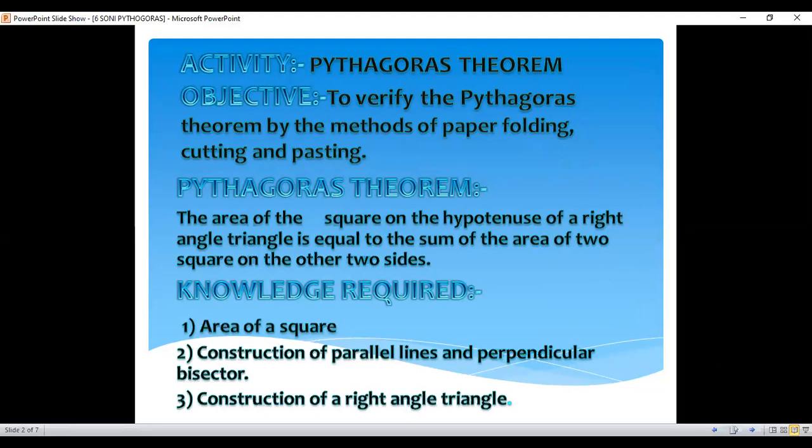This theorem can be written as an equation relating the lengths of the sides A, B, and C, often called the hypotenuse equation: A square plus B square equals C square. This theorem I want to verify by the method of paper folding, cutting, and pasting. So next slide, please.